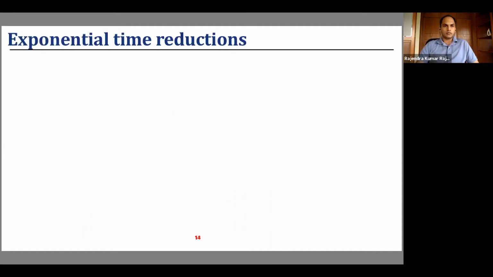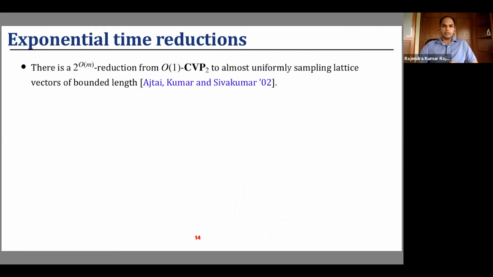So now let's talk about exponential time reductions. In this direction, the first reduction came in 2002 when Kumar and Sivakumar gave an exponential time reduction from constant approximation of CVP to a variant of SVP, which is almost uniformly sampling the lattice vectors within a sphere of bounded length. This reduction takes exponential time, and there is no bound known on the constant in the exponent. And later this reduction was generalized to all L_p norms.